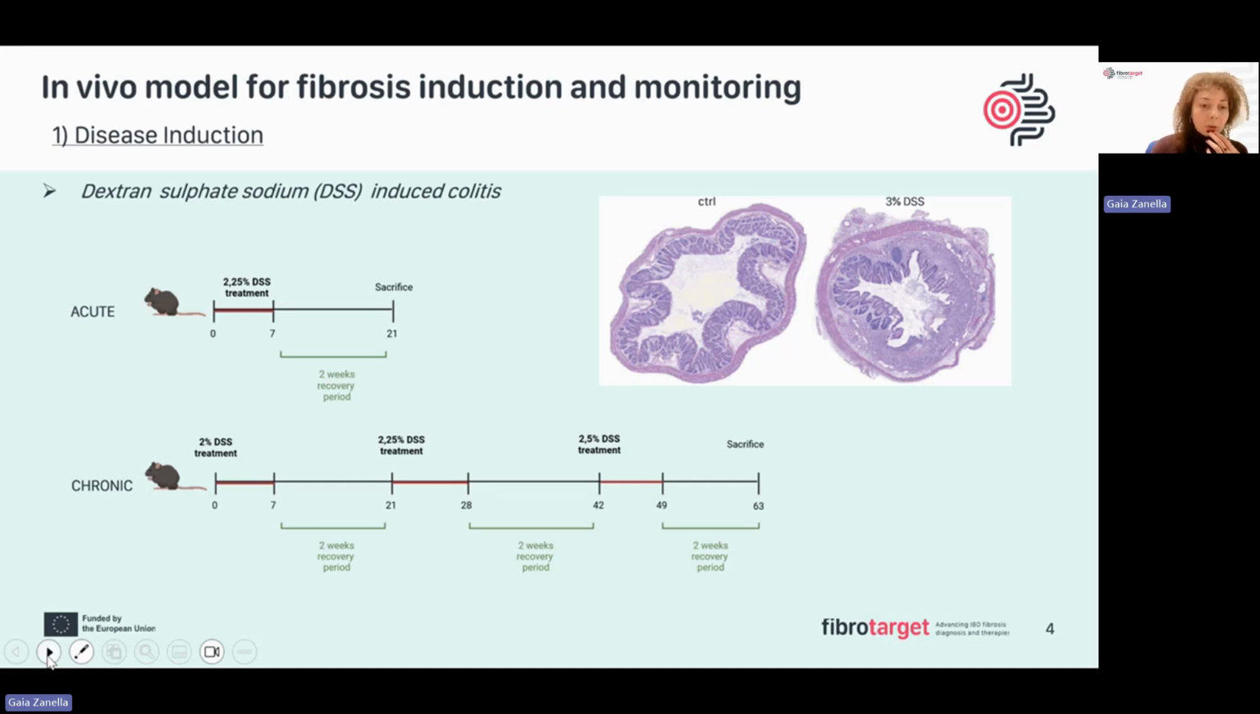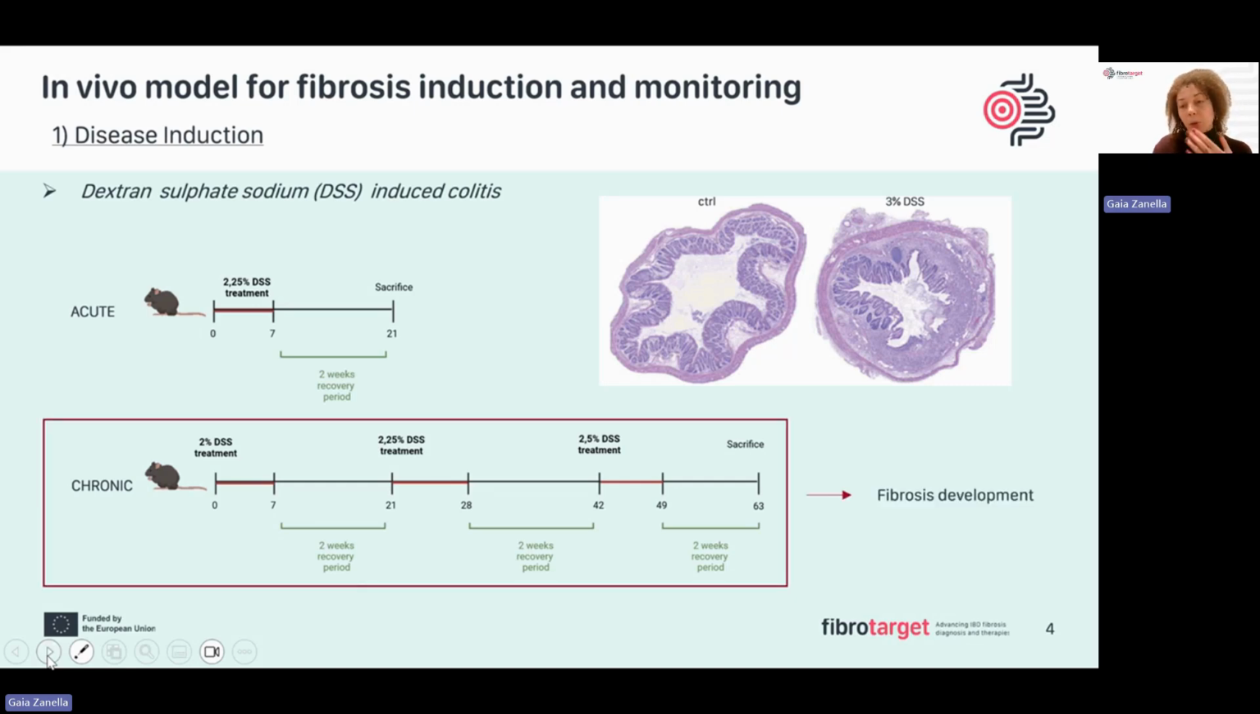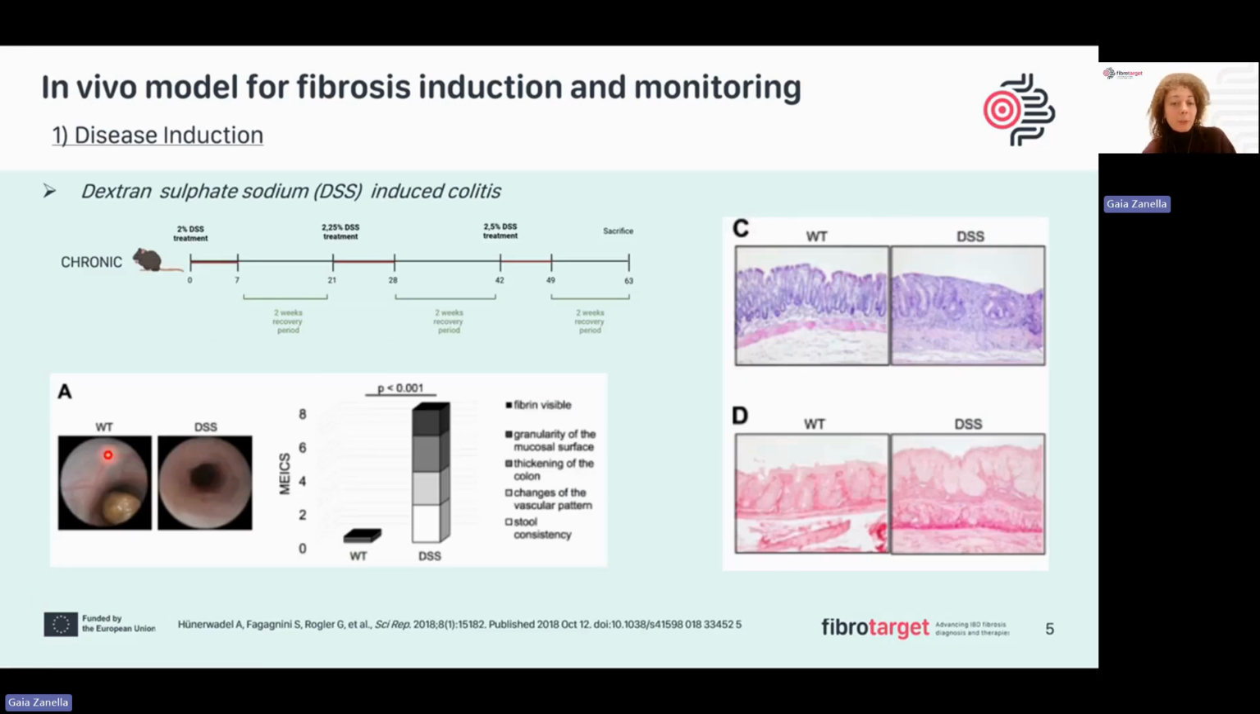While for us, the most interesting for fibrosis development and fibrosis studies is the chronic setup, where we perform 3 cycles of growing concentration of DSS, and this is due to the fact that generally mice tend to develop some kind of tolerance towards DSS. Then basically by the end of the 2nd cycle and beginning of the 3rd cycle, we will have the fibrosis development.